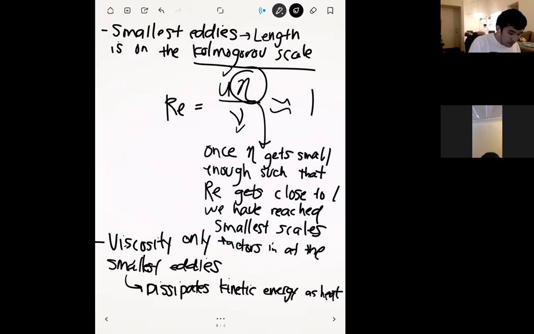Okay. All right. Any questions on the energy cascade?